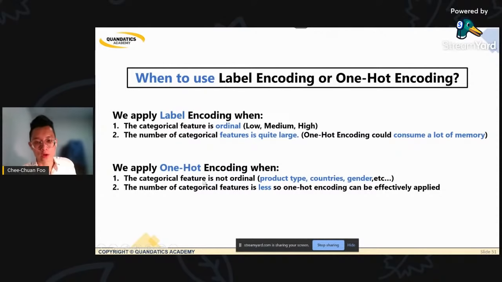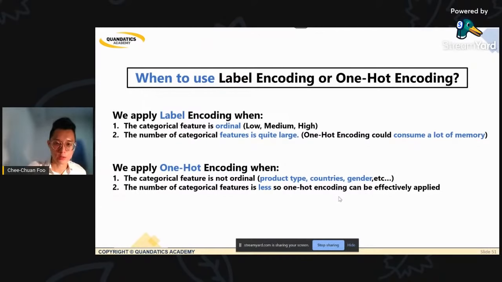When do we use one hot encoding? When it's not ordinal, and the category feature is less. Because if you have a lot of columns, one hot encoding is going to create even more columns. Remember I said that when your number of columns increases, your model gets more complex, you require a lot of computing power, and it's very costly to do that. So that's another thing you want to take note of as well.